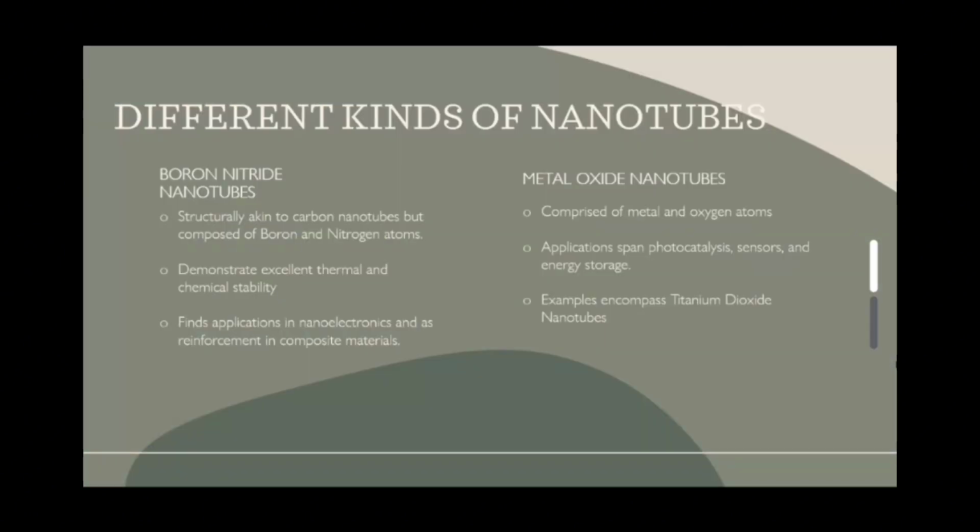Aside from the carbon nanotubes, we also have the boron nitride nanotubes and the metal oxide nanotubes. Boron nitride nanotubes have a structure similar to that of carbon nanotubes. However, it is composed of boron and nitrogen atoms, while metal oxide nanotubes are composed of metal and oxygen atoms.